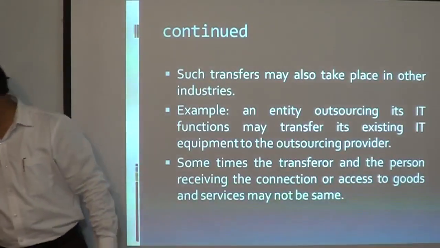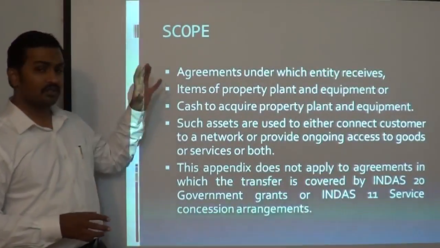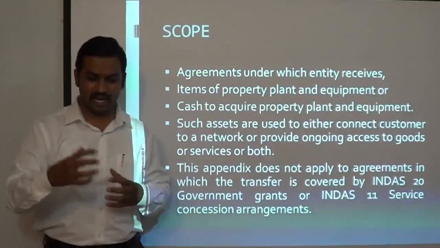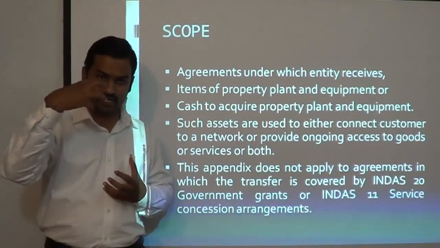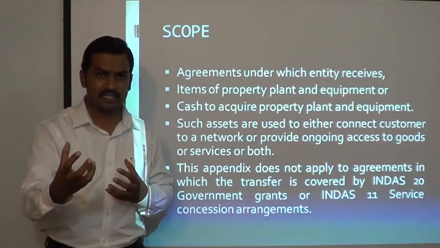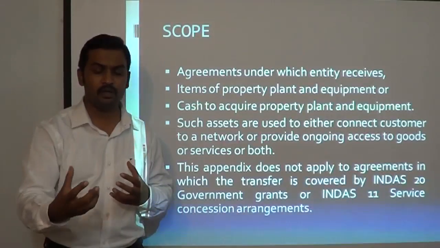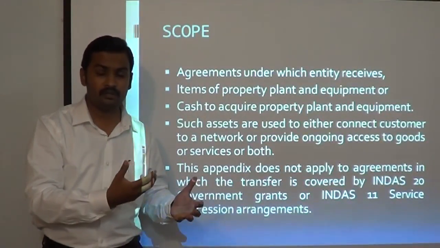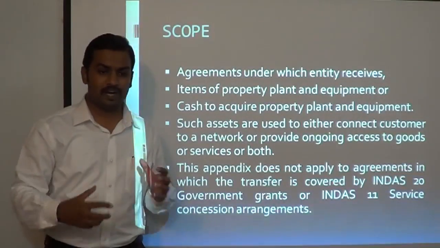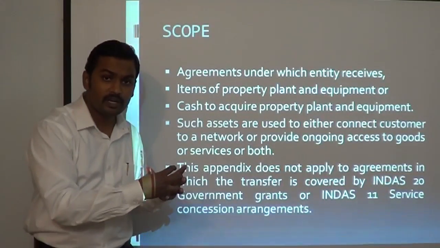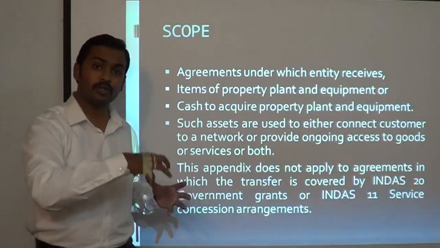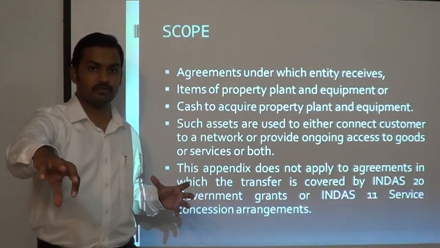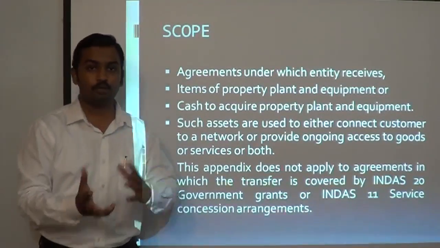Okay. Let's continue. Scope. Now this standard covers agreements where an entity may receive either an item of property, plant and equipment, that is an asset, it can be a machine, it can be an equipment, or it may receive cash from the customer to buy such equipment. In return, what am I going to give? I am going to either connect the customer to a network, or I am going to allow him to get continuous supply of goods and services. Either of the services or both of them.